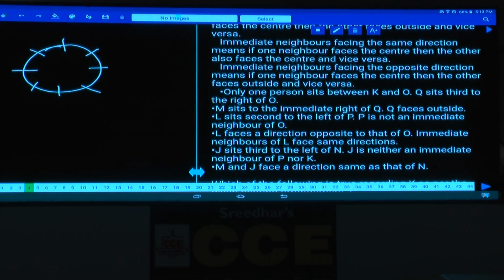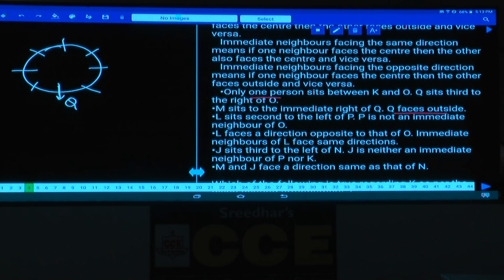Condition: only one person sits between K and O. Q sits out to the right of O. Now in this one, first we should check whether any person is facing the center or away from the center. Now Q faces outside is clearly given. As Q faces outside, now we are fixing Q at this place.